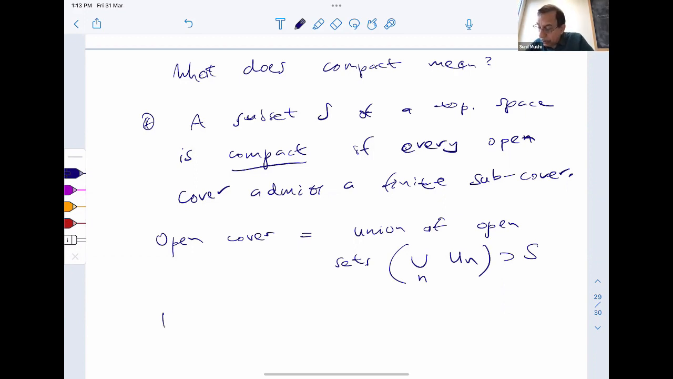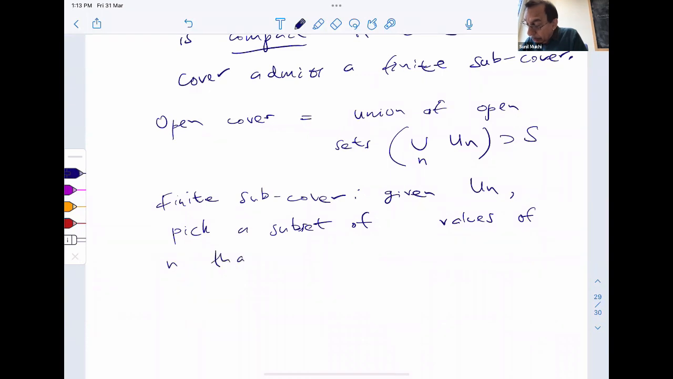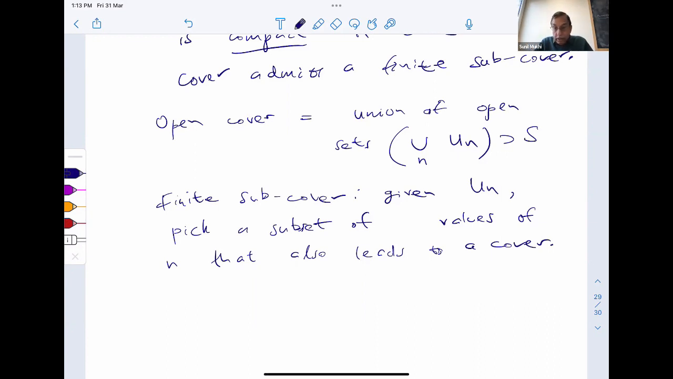Okay, finite cover, finite subcover. It's very important what a finite subcover is. Given a cover, because it's a subcover, right? It's not just a finite cover. A finite cover is easy. It's the same thing that I wrote, but n runs over finitely many values, no big deal. But a subcover is, given U_n, pick a subset of n values, values of n. That also leads to a cover. Okay. Is this going okay so far?